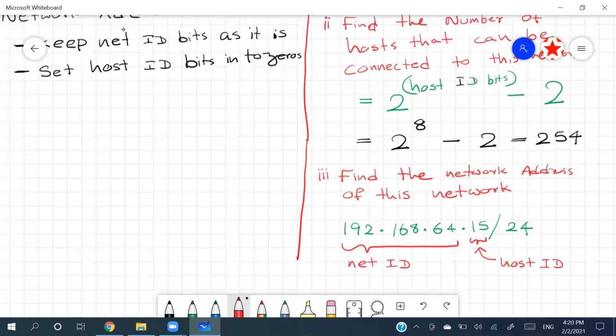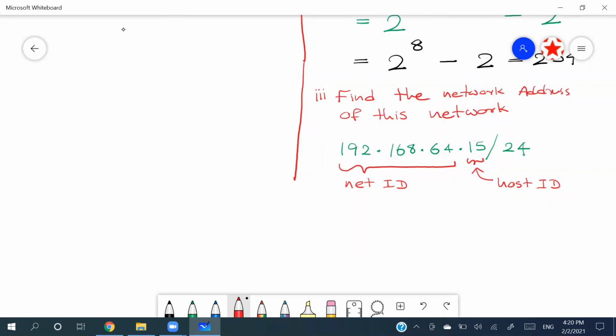So now I'm going to change the host ID bits into zeros. Whatever bits are there, if it is zero we don't need to convert it, but if there are ones, they are going to be converted into zero. That means all the host ID is going to represent a series of zeros. You will see a series of zeros in the host ID. So I'm going to do it like this.